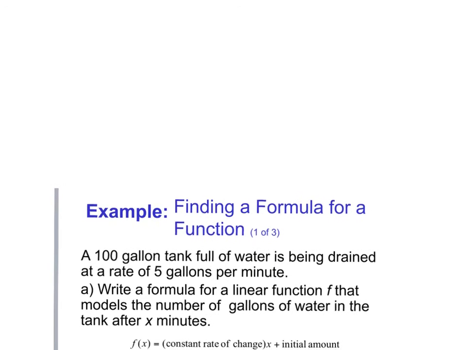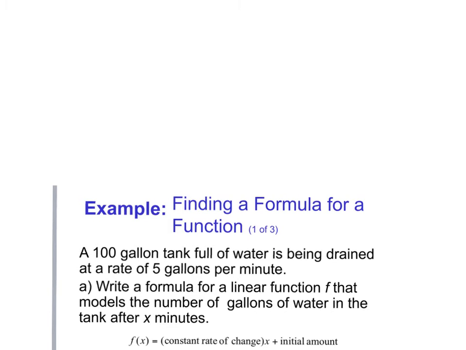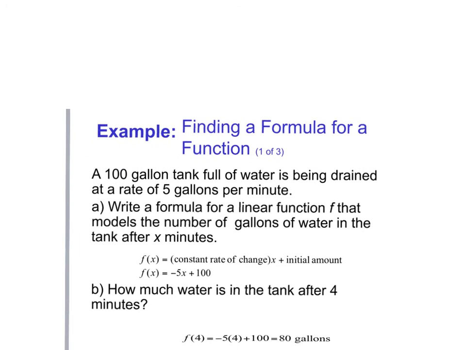All right, let's find a formula for a linear function. So let's say that we have a 100-gallon tank full of water and it's being drained at a rate of 5 gallons per minute. So write a formula for a linear function that models the number of gallons of water in the tank. So since it's being drained, I'm going to have a negative. The rate of change is -5. So we're losing 5 gallons per minute. And we started with that initial amount of 100.